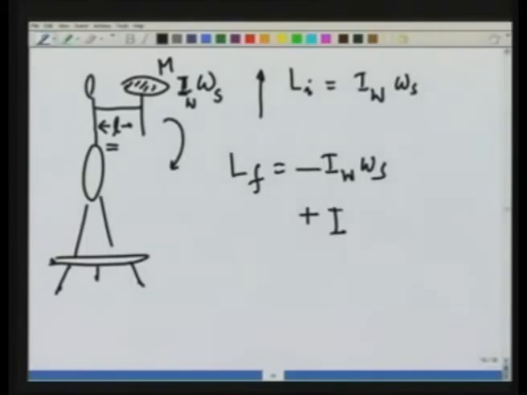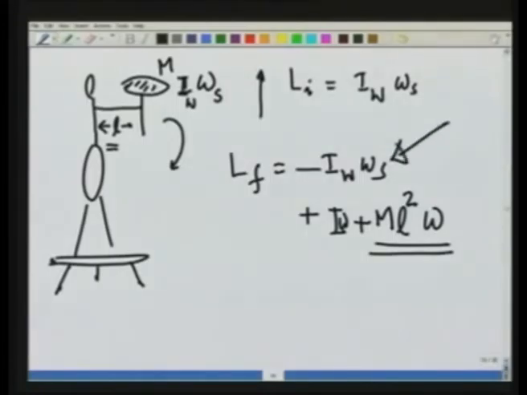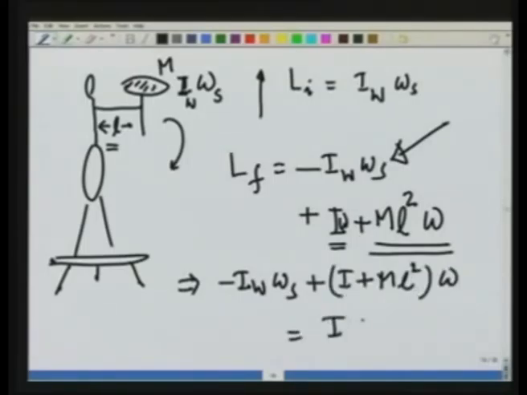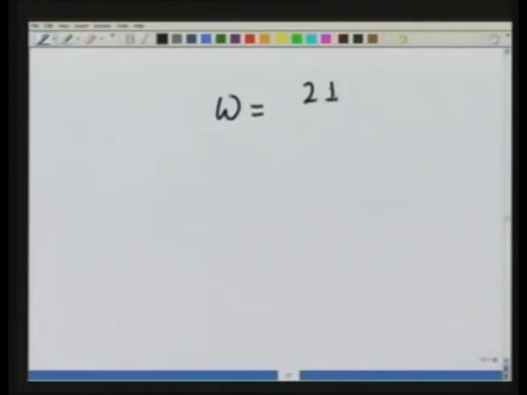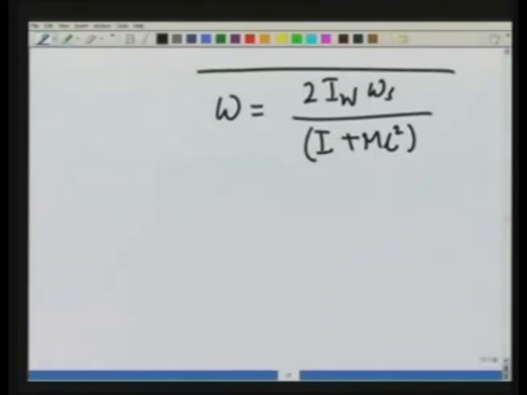Let my own moment of inertia be I, plus there will be a moment of inertia of the wheel, m l square, or you can say that the angular momentum of the wheel is angular momentum of its center of mass plus angular momentum of it about its center of mass, plus my own angular momentum, and therefore that gives me minus I wheel omega s plus I plus m l square times omega equals I wheel omega s, or omega with which I move is equal to 2 I wheel omega s over my own moment of inertia plus m l square, from the conservation of angular momentum.